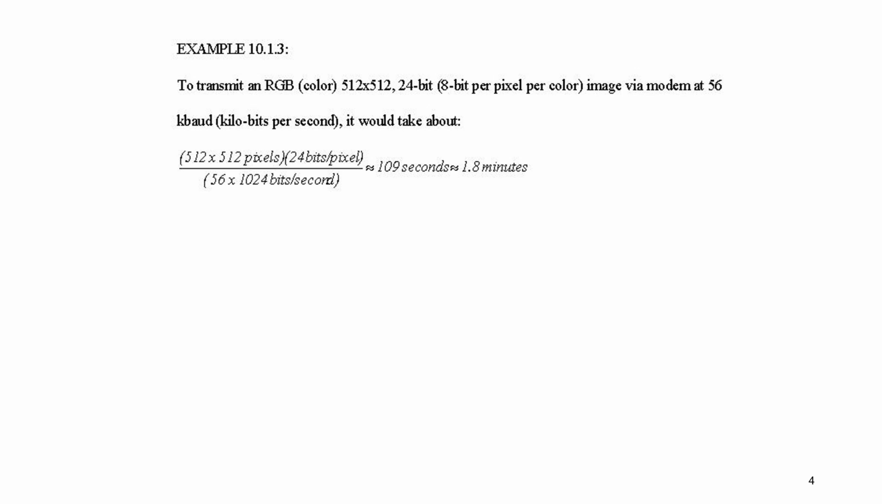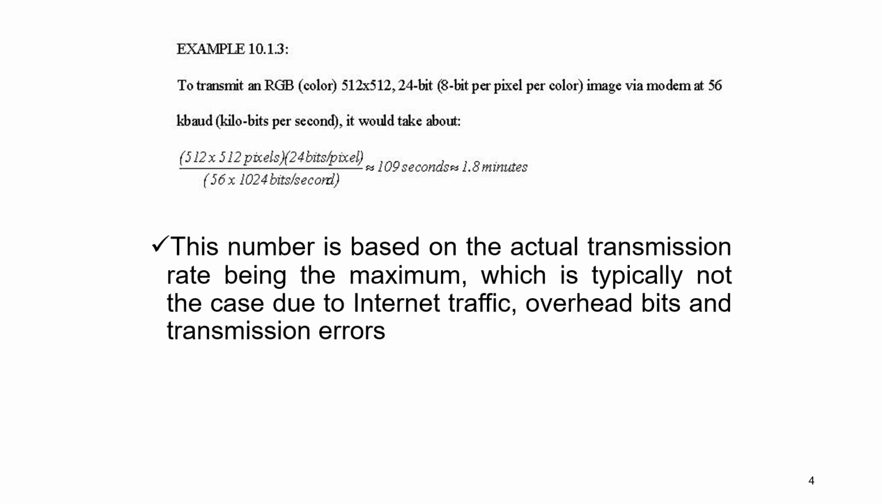So 512 cross 512 pixels into 24 bits per pixel divided by 56 into 1024 bits per second. Here 56 kilobaud is given. This baud rate has to be multiplied into 1024 bits per second. It is approximately 109 seconds, approximately 1.8 minutes. This number is based on the actual transmission rate being the maximum, which is typically not the case due to internet traffic, overhead bits and transmission errors.